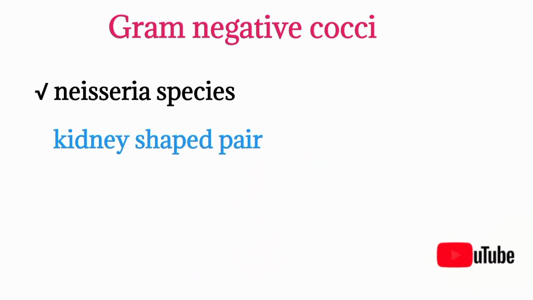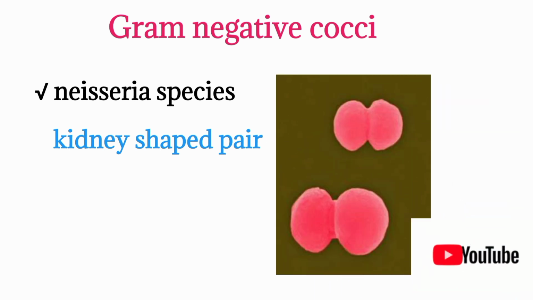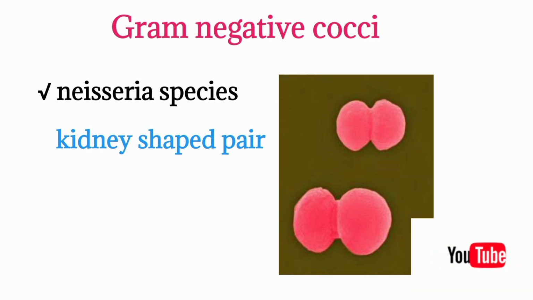Okay, so Neisseria species are gram-negative cocci, and they have a typical kidney-shaped structure, arranged in the form of a pear. You can see the typical pear arrangement in the form of kidney shape. This is also known as diplococcal because they have two cocci which are paired together.